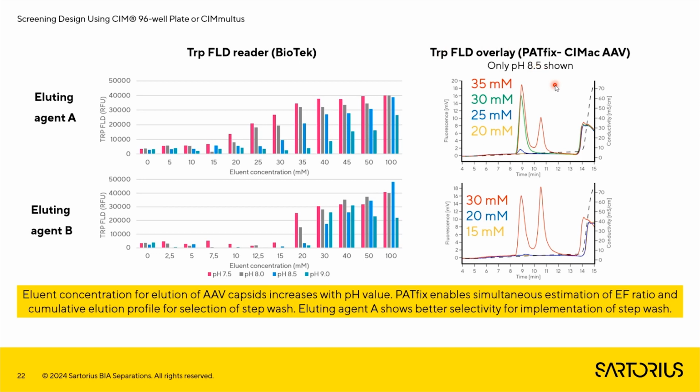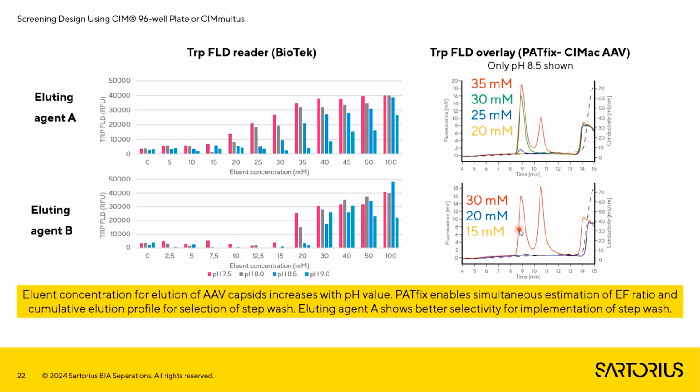This is where PETFIX really comes in handy. Due to the amount of information, I will show just pH 8.5, which is the blue color here. We have a fluorescence detector that sees the signal at those different concentrations. For eluting agent A, from 20 millimolar nothing yet elutes. Then at 25, we see empty capsid start eluting. At 30, still empty capsid. And then at 35, we already see that some of the fulls are eluting.